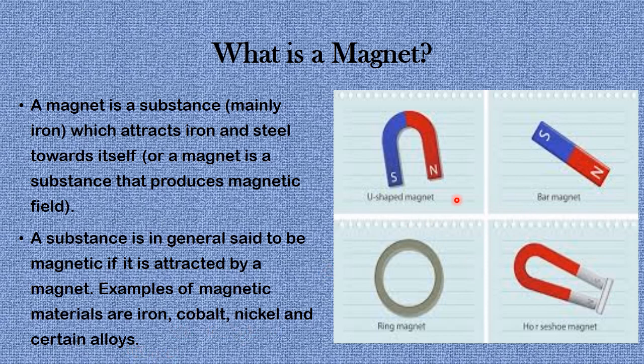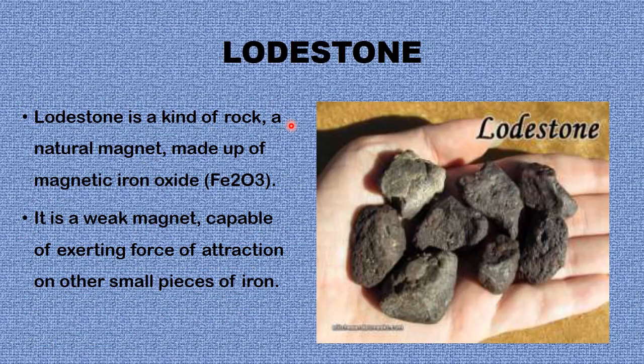You can see from the diagram here we have the various shapes of magnets. We have the U-shaped magnet, the bar magnet, the ring magnet, and the horseshoe magnet. We also have ball magnets and other types, but these are just types of magnets based on their shapes.